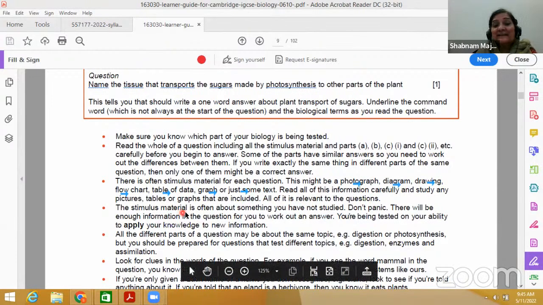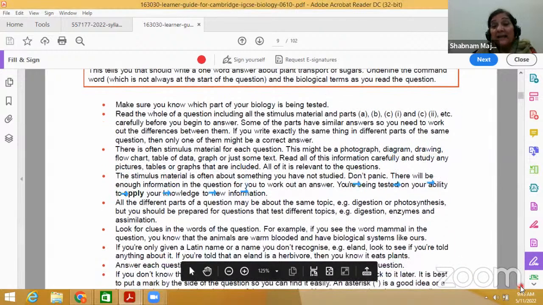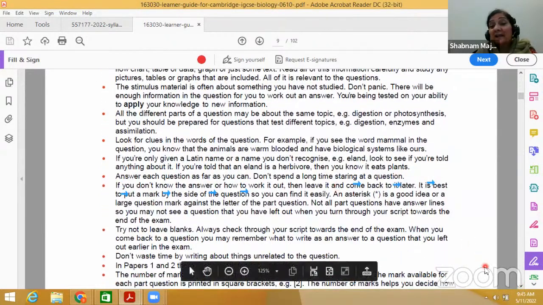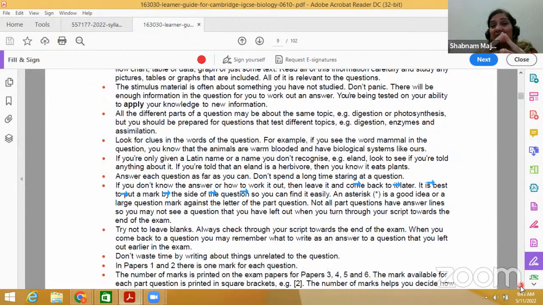The stimulus material is often about something you have not studied. Now, this is very important. I don't know, kids, they are so scared. I must tell you, 30 to 35% is called unseen content, which they can give you in your paper. And this content information is given in the comprehension form, just like in English. You get a comprehension. Whole of the information is maximum given in the comprehension. Out of that comprehension, you pick up the information and answer the relevant questions.